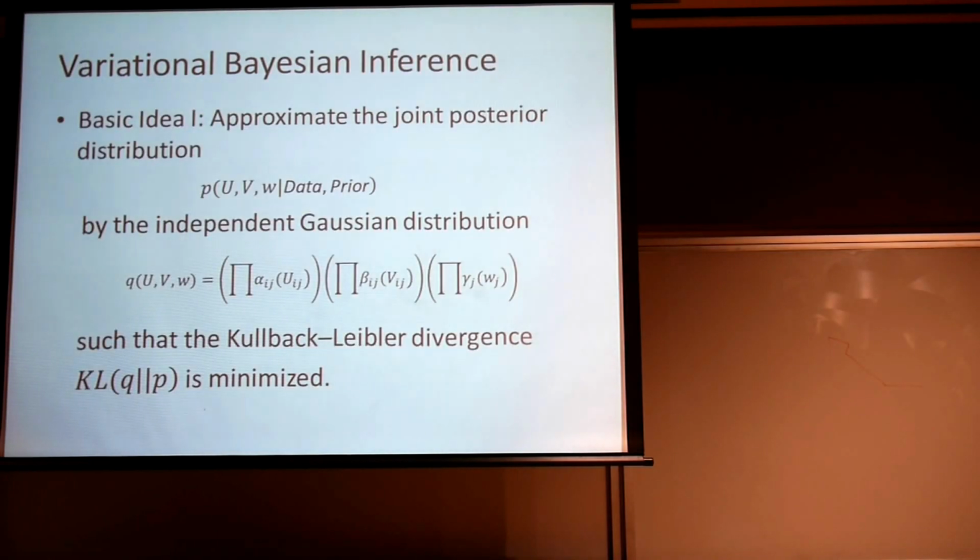For inference, we use variational Bayes inference, and the basic idea is to approximate the joint posterior distribution P(U, V, W | data) by an independent Gaussian distribution. All of these three terms are independent Gaussians on the elements of the matrices U, V, and W. We learn the approximate Q by minimizing the KL divergence between Q and the original posterior. So it's the normal pipeline for variational Bayes inference.